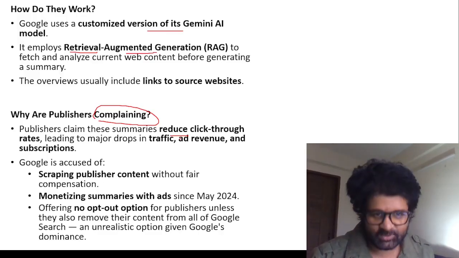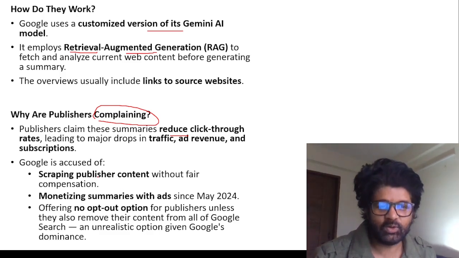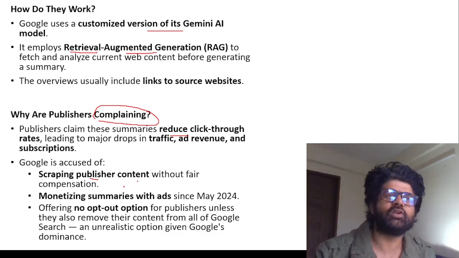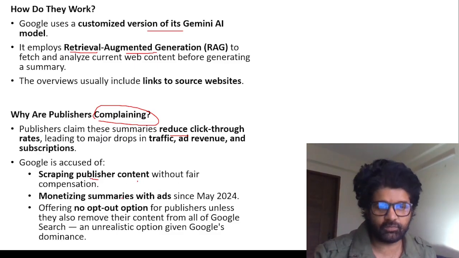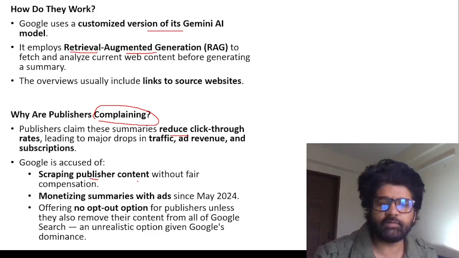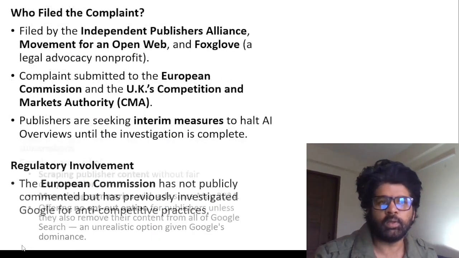So publishers, you can understand, it is reducing their click-through rates, and Google is using their content. They're not providing them enough money, and they're also reducing traffic. It's a loss-loss scenario for them. No opt-out option. If I'm publishing my content, if there is a website, I should have an opt-out option so that Google cannot use my content to publish these AI overviews unless they have paid me enough. There's no opt-out option. The only option I have is to remove all my content from Google search, which is near to impossible. So who filed the complaint?